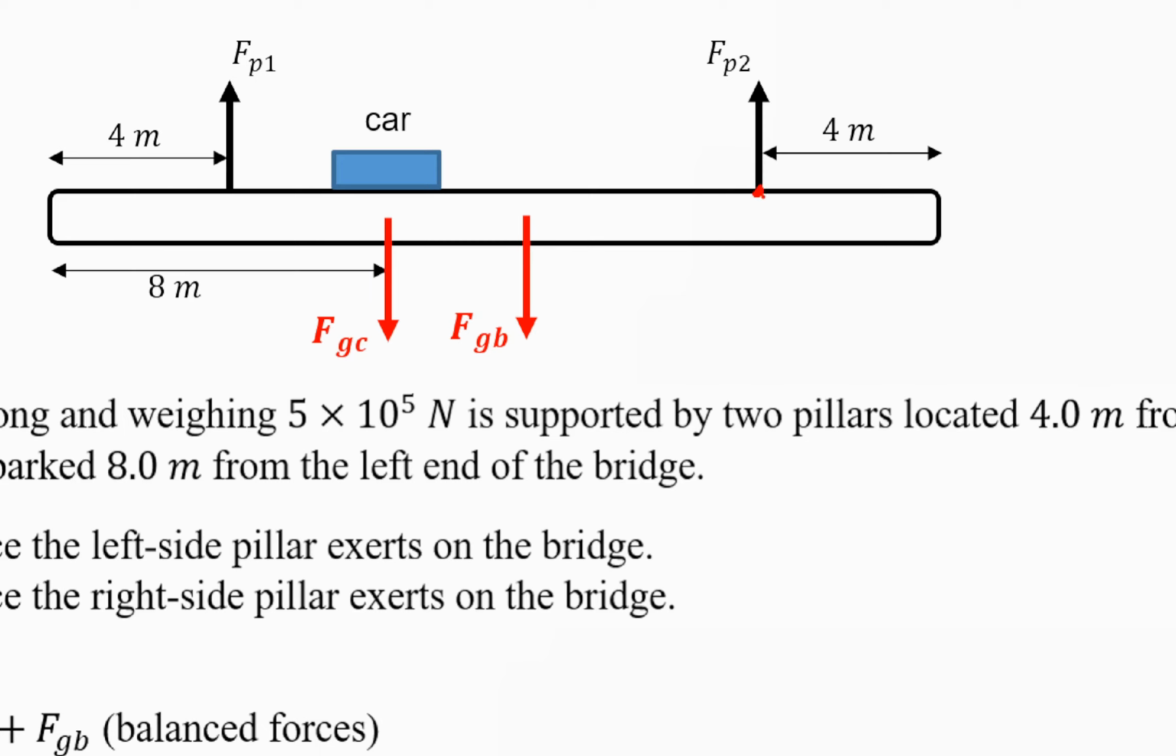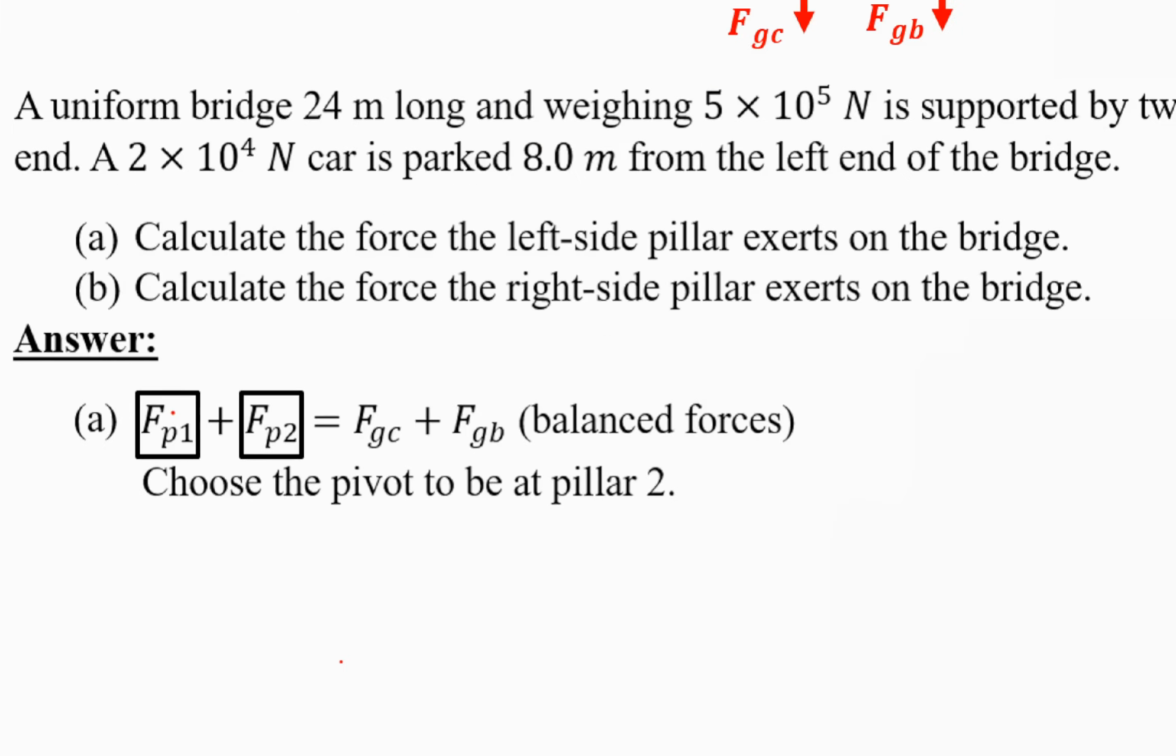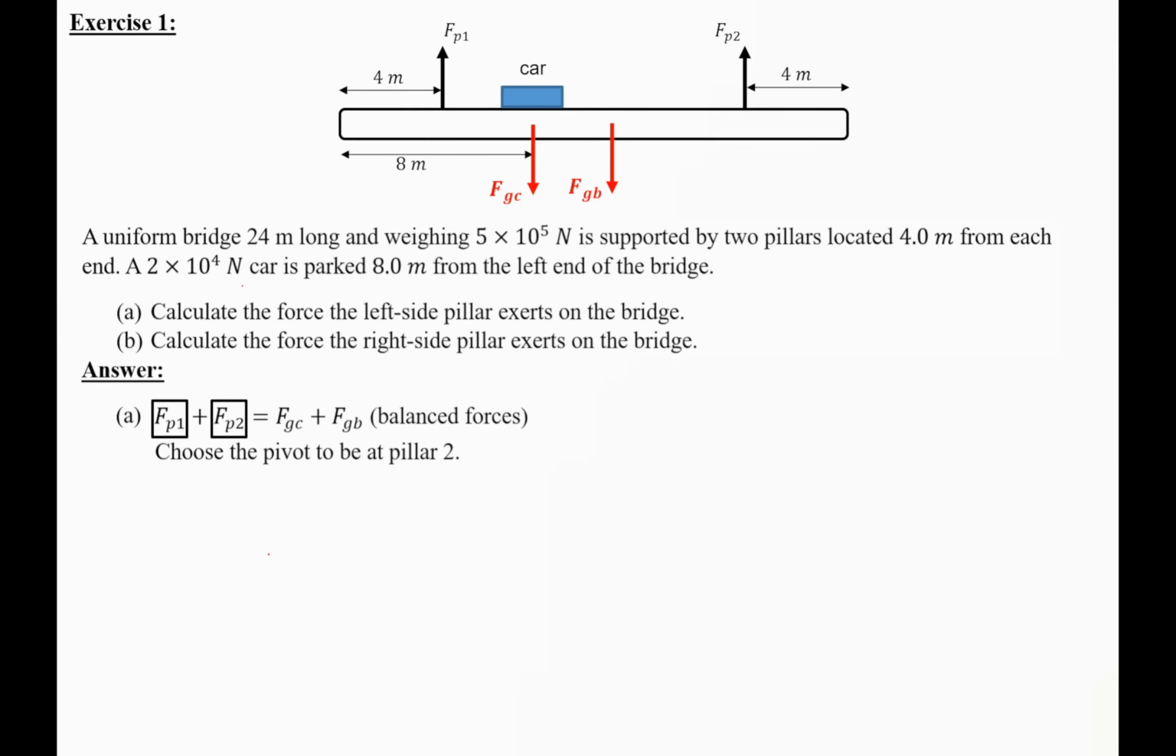Why? Because upon choosing the pivot to be this point, the force Fp2 will be eliminated and we'll be left with only one unknown, which is Fp1. So there is even no need to use the translational equation from the beginning. Let me repeat and say here, the bridge is under rotational equilibrium.